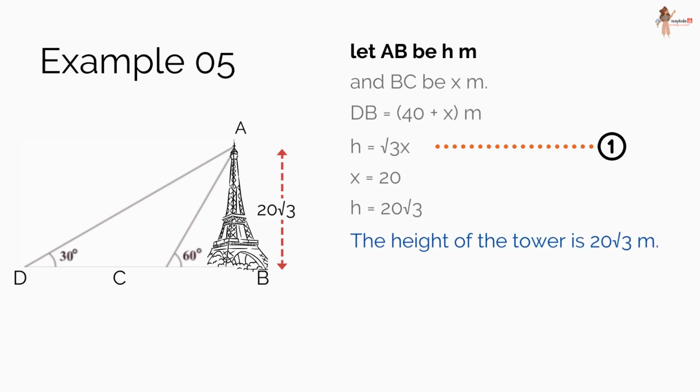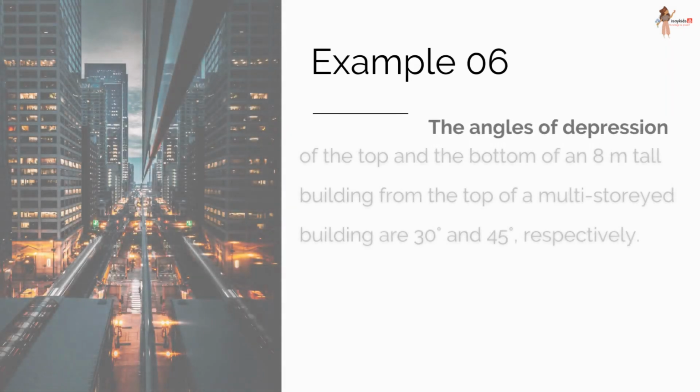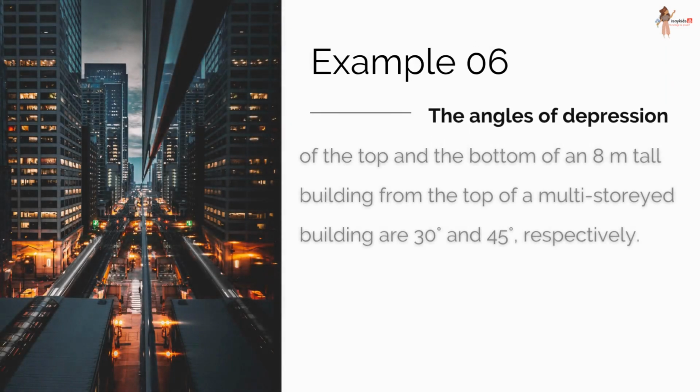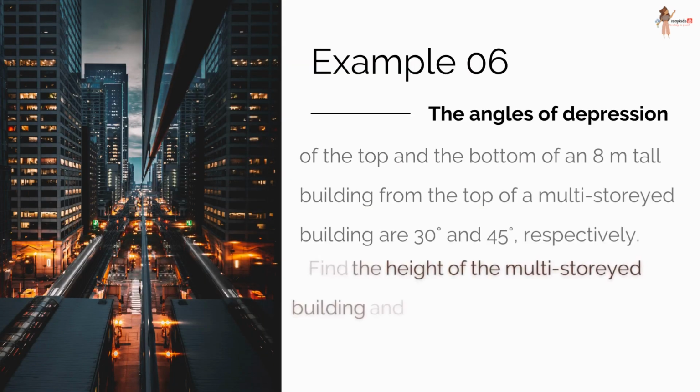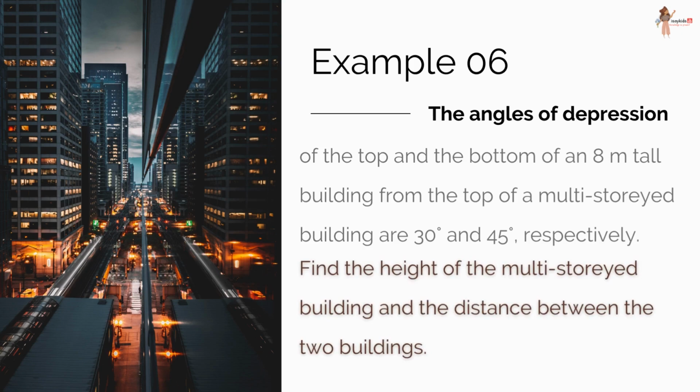Let's see the next example now. The angles of depression of the top and bottom of an 8-meter tall building from the top of a multi-storied building are 30 degree and 45 degree respectively. Find the height of the multi-storied building and the distance between the two buildings.